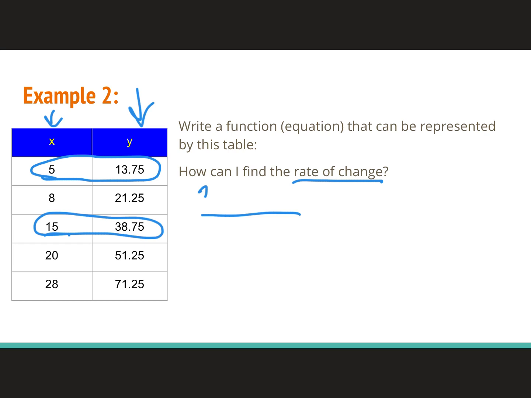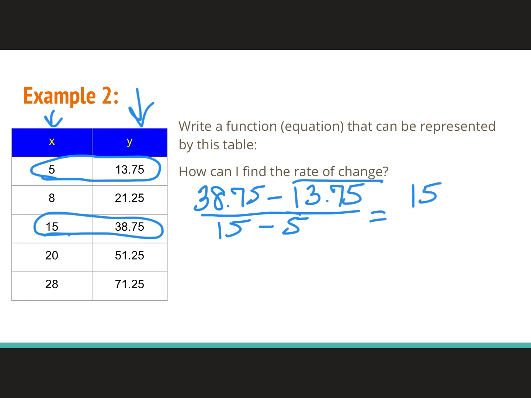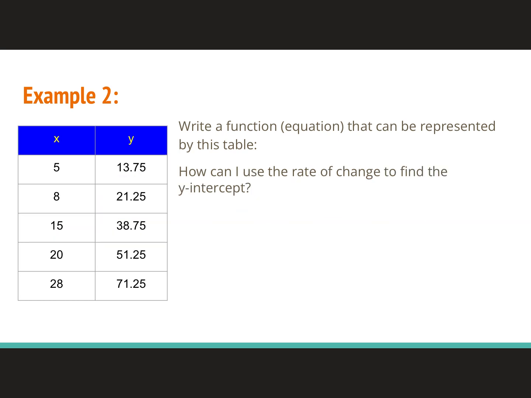So I've got 38.75 minus 13.75 over 15 minus 5. So 38.75 minus 13.75 is going to give me 15. No, I lied. 25. 25 over 10, which also can be written as 2.5. Okay, so my rate of change is 2.5. So I've got my rate of change, my m equals 2.5.